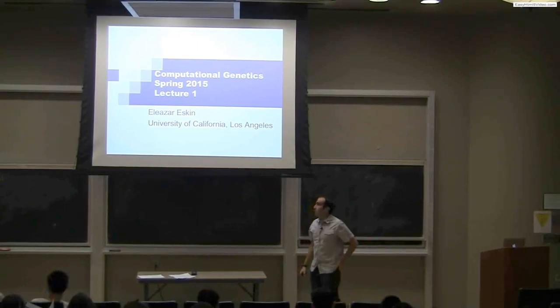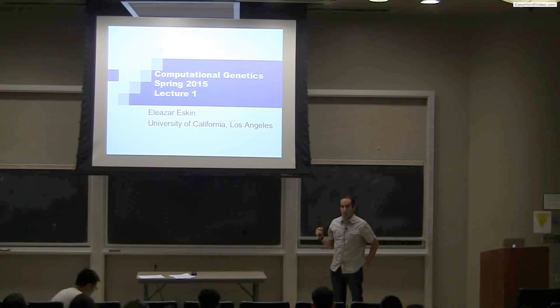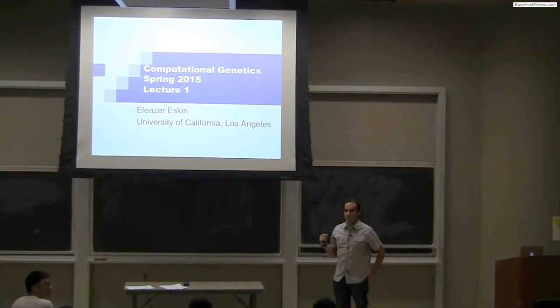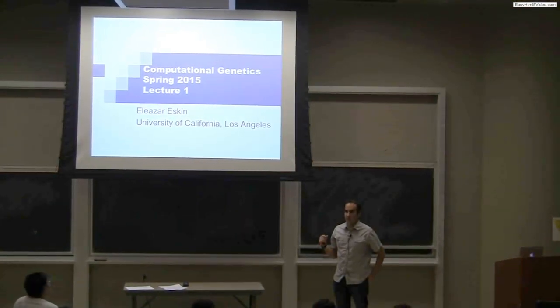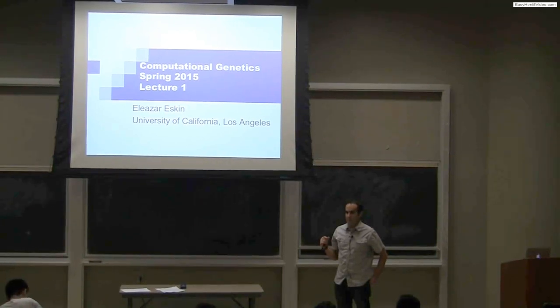Okay, so welcome. This is Computational Genetics. It's course 124 in computer science, Human Genetics 124, Human Genetics 224, Bioinformatics 224, and there might be some other way to be registered that I'm forgetting, okay? But if you're in none of those five, then you're in the wrong class, okay?